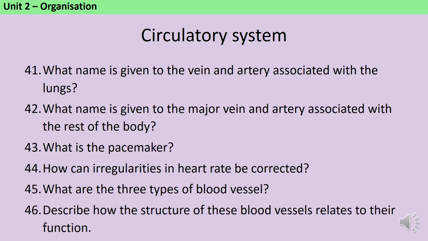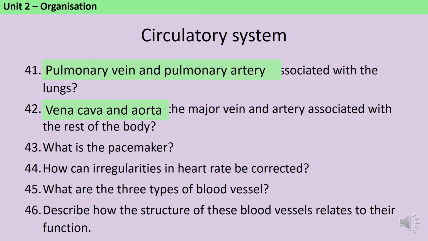Connecting the heart to the lungs are the pulmonary vein and the pulmonary artery. The major blood vessels connecting the heart to the rest of the body are the vena cava and the aorta.